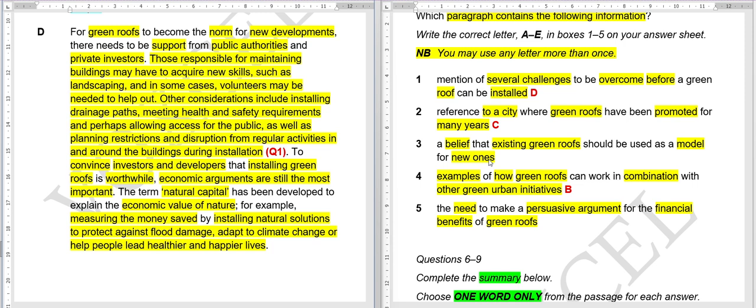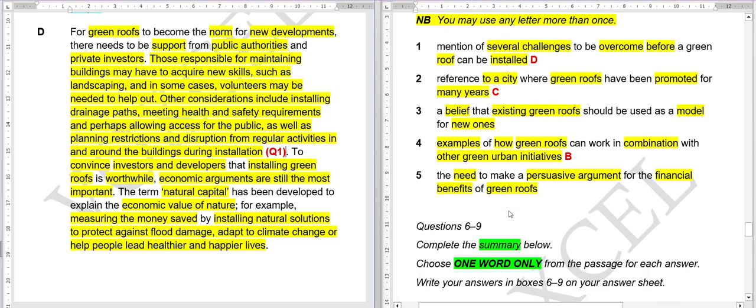Third, is there any mention about a belief that these are the model for the newer ones? No, nothing like that. And fifth, is there any mention about a persuasive, convincing argument about financial benefits? Yes, there is. And the answer to fifth is also paragraph D, where it is mentioned. Yes, here.